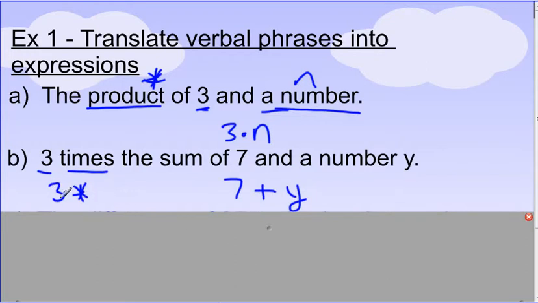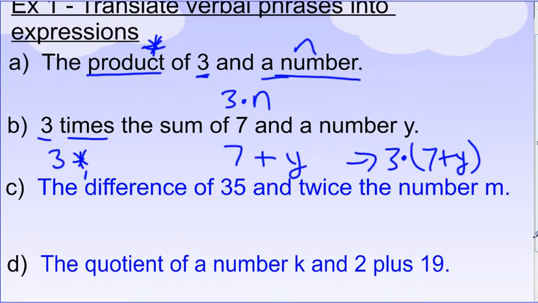And then when I take 3 times this stuff, we actually need it in parentheses. So the final way we'd write this would be 3 times. Now you could put your multiply symbol in there if you'd like. So 3 times the sum of 7 plus y. That's what this looks like. 3 times the sum of 7 plus y. Okay? Now I have 2 problems I'd like you to do, letters C and D. So copy them down on your paper. Write them as an expression, and then hit play and we'll go back together.